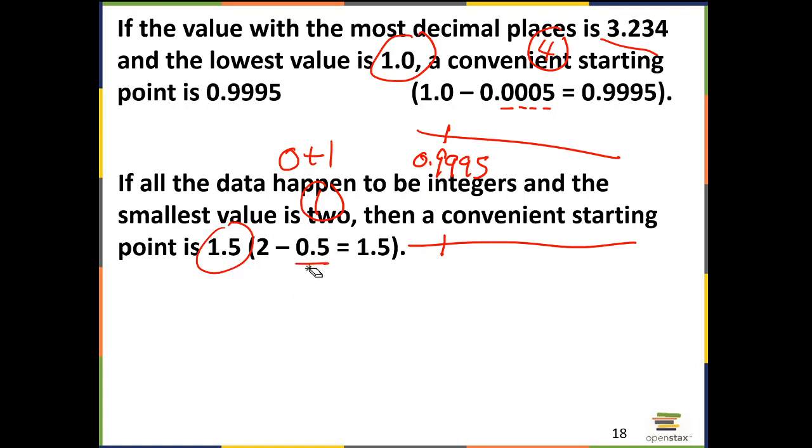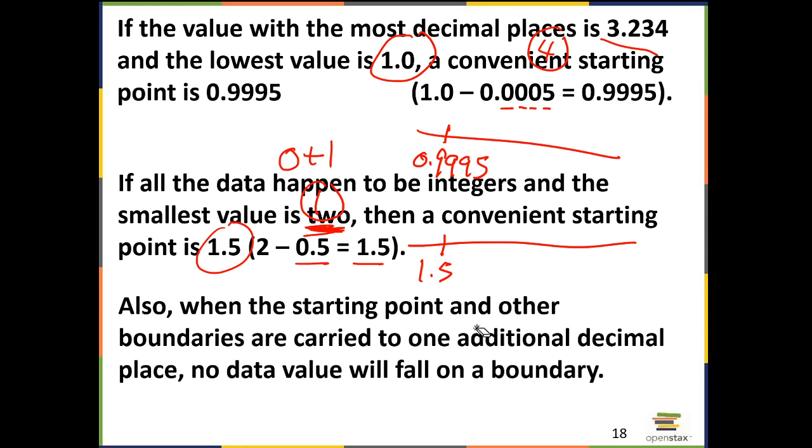The smallest value is 2. So 2 minus 0.5 is 1.5. So we start with 1.5.